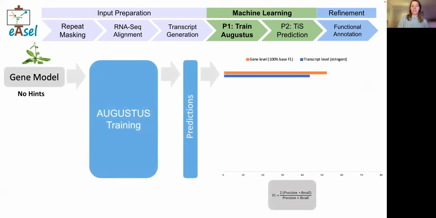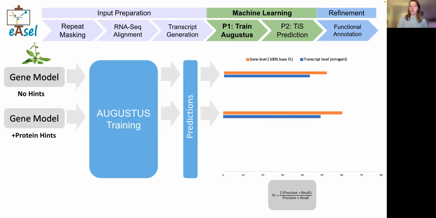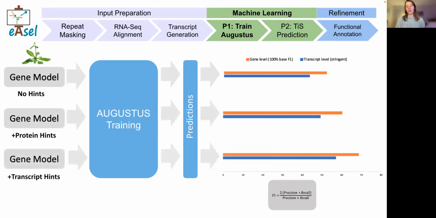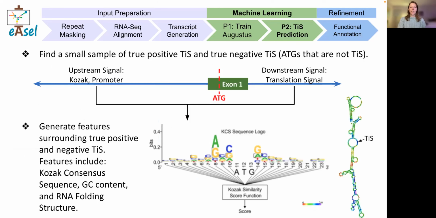And because we are predicting gene sets for Arabidopsis, we can compare our prediction to the reference, giving us an F1 metric at gene and transcript level. Notice as we incorporate protein and transcript evidence, we are left with higher quality predictions, which can then be combined into a single gene set. Part 2 of machine learning is start site prediction.